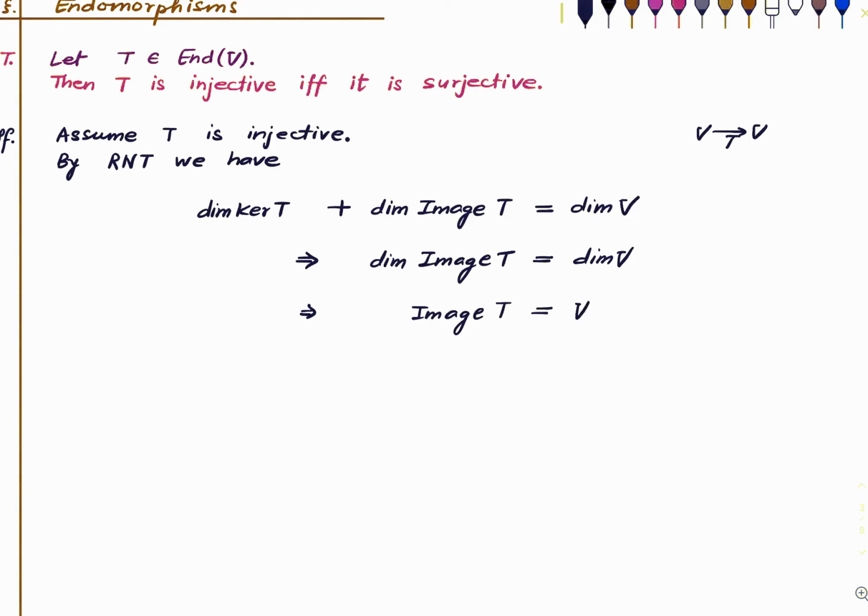And you can just reverse this reasoning, or not really reverse, but suppose you assume that T were surjective, then this would be equal to the dimension of V, and this would cancel out, and therefore the dimension of the kernel would be 0, which means that the kernel is trivial. So that's it. There's a very simple proof of a very interesting result.